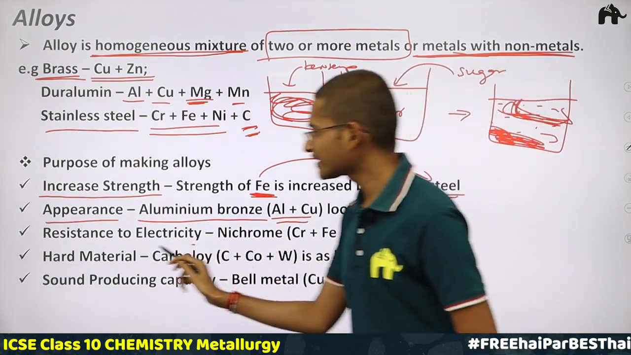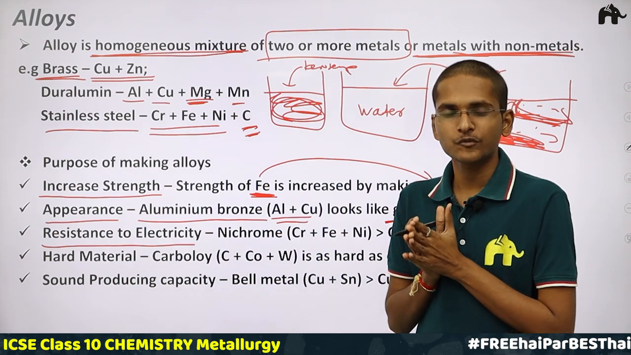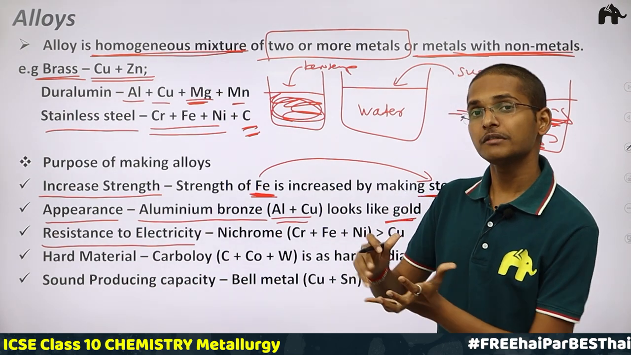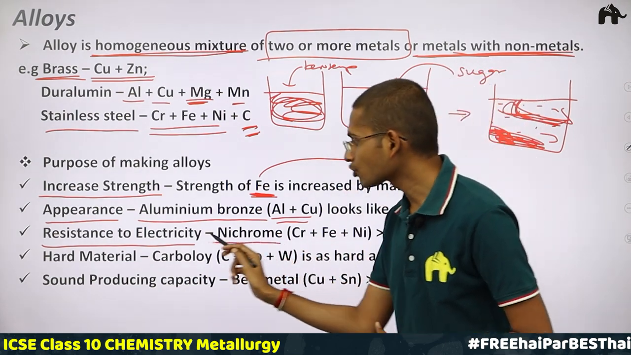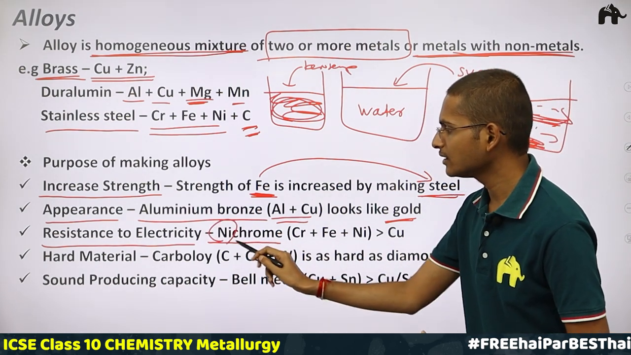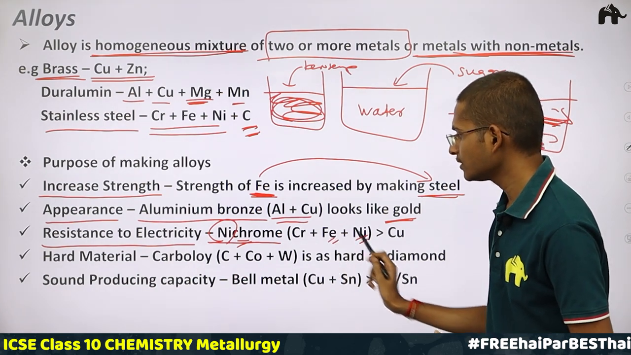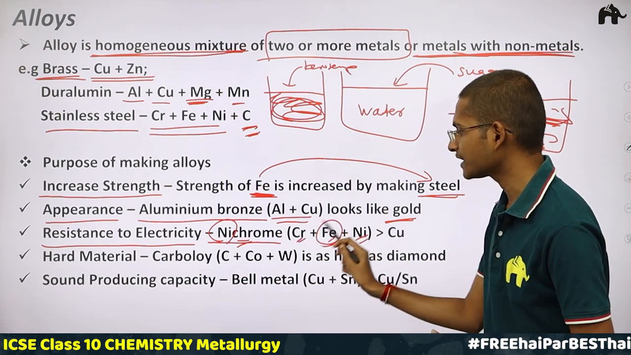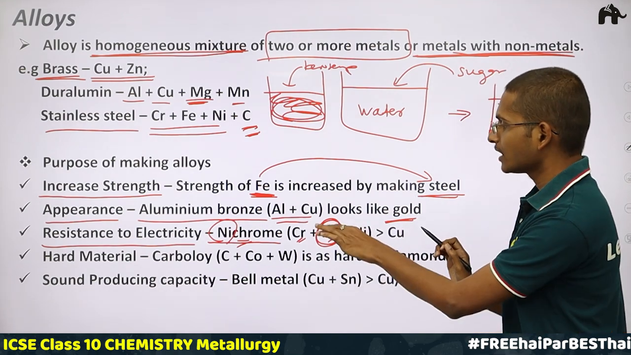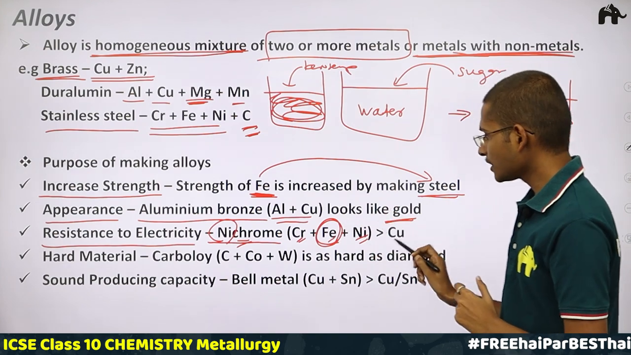Next is resistance to electricity. If we want some material which has very high resistance to electricity, for that purpose also we make alloys. We make this nichrome alloy. This is made up of nickel, from its name you can just remember, then chromium, nickel chromium, and the rest is iron. And this nichrome actually has very high resistance, higher than copper.